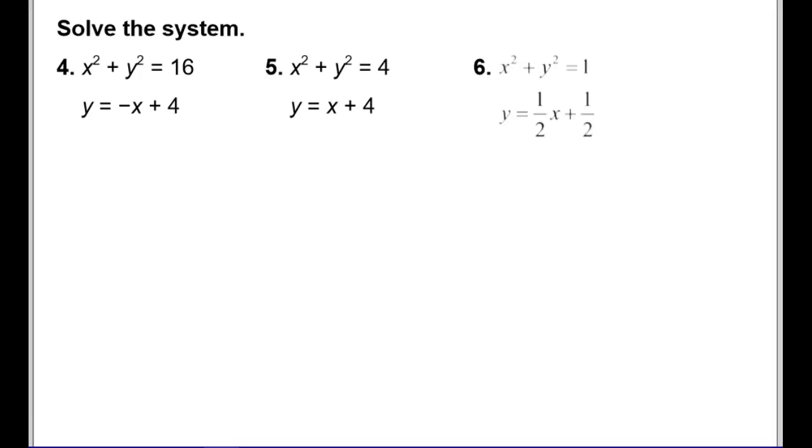So here are several more systems for you to try. Again, these ones are with circles. Definitely try this number 6 here with fractions, because you're going to be dealing with some fractions as well.